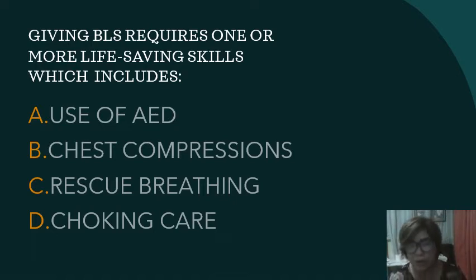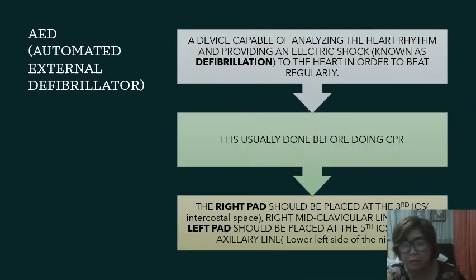And of course, choking care. Choking is another emergency situation which could also lead to the victim being unconscious. So we also need to know the proper way of managing choking. How do we manage a choking baby, a choking child, or a choking adult? So these are the four very important life-saving skills that we need to have.